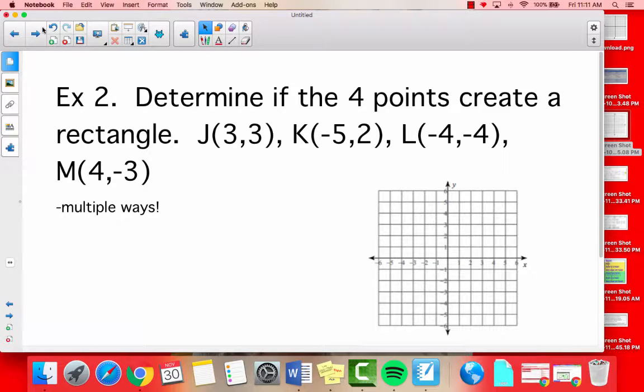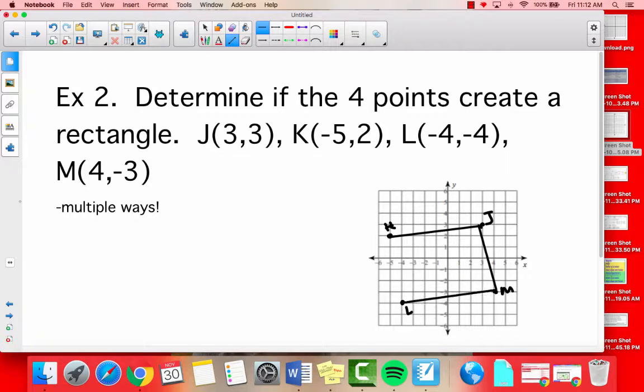Now, the last example we're going to go through is if you are given points or a graph and you have to determine if it's a rectangle or not. The easiest way to tell would be to go ahead and plot your points, so we'll do that really quickly here. So there's J, K is here, L is at negative 4, negative 4, so that's that one, and then M is at 4, negative 3. Now sometimes it's going to be really obvious whether or not it's a parallelogram, or sorry, a rectangle or not. Sometimes it may not be quite as easy.